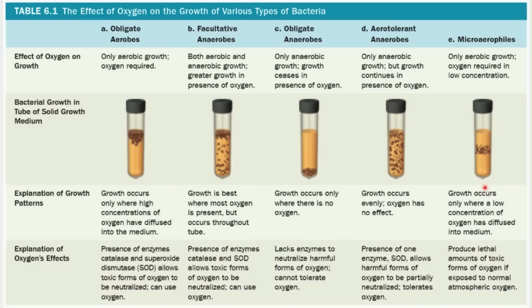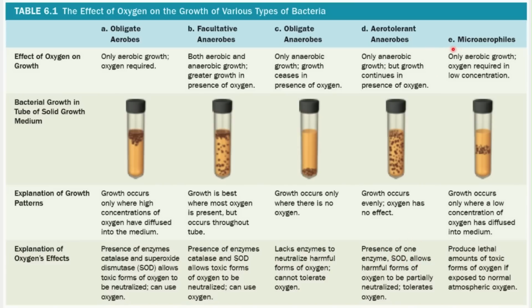Obligate anaerobes do not use oxygen for growth and have not evolved the enzymes to neutralize the unstable forms. And so therefore you only see growth at the bottom. Aerotolerant anaerobes do not use oxygen in their metabolism to make energy, but they can tolerate its presence. And so they do have the superoxide dismutase, but it's not necessary for them to have the catalase because they don't actually handle a lot of oxygen. So they just have the superoxide dismutase.